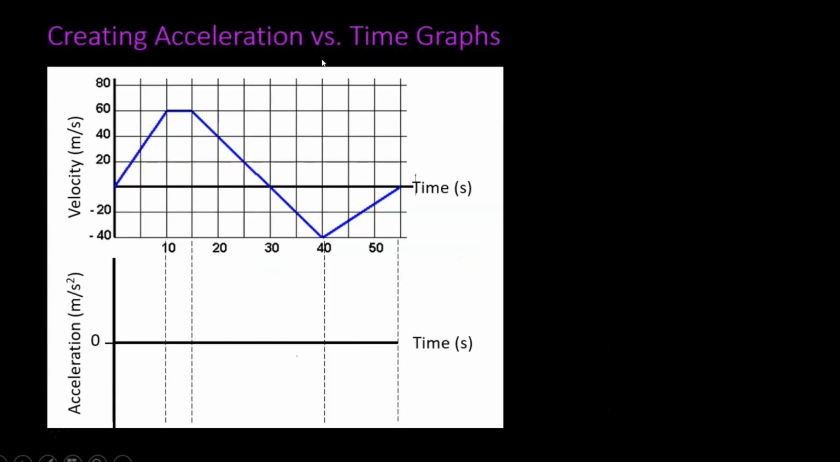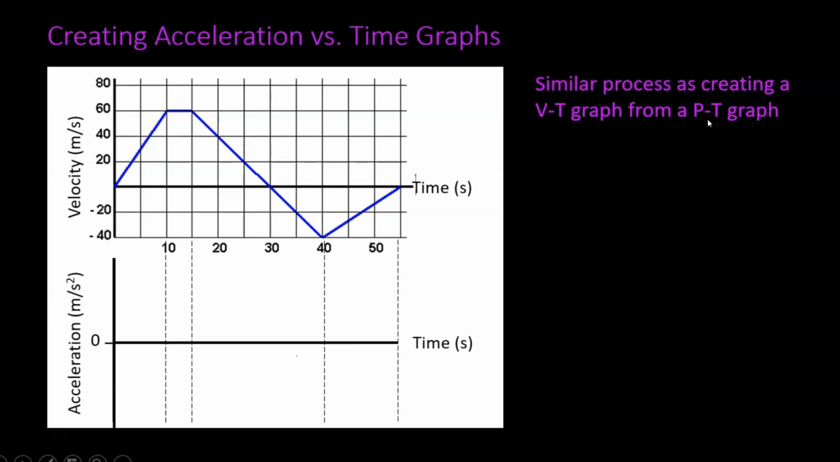Let's get started and see how we create acceleration versus time graphs from a velocity time graph. We use a similar process as we used when we were creating a velocity time graph from a position time graph. When we had a position time graph, the slope of that graph gave us the velocities. Since the slope of the velocity time graph gives us the acceleration, the process is similar.